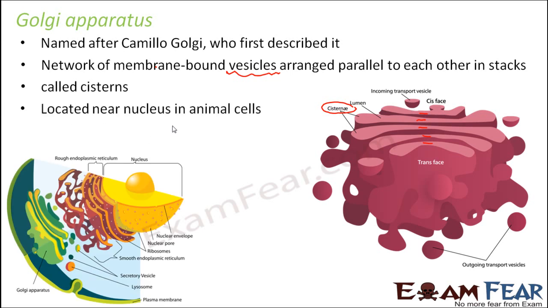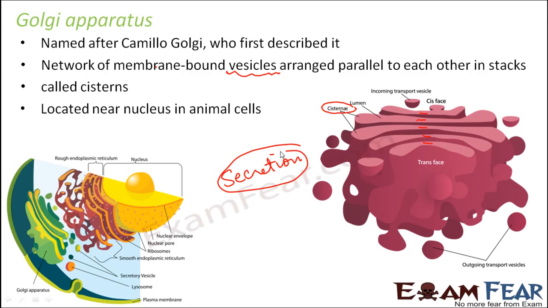It is located near nucleus in animal cells. Again, as we already discussed in the previous slide, if this is your nucleus, just next to nucleus you have your rough endoplasmic reticulum, which is connected to the smooth endoplasmic reticulum, and where the smooth endoplasmic reticulum ends, there starts the Golgi apparatus. So it is also quite near to the nucleus. Now these are mostly seen in cells that are actively involved in secretion of chemical products. So secretion is the key word for Golgi apparatus. Their main function is secretion. Now what do they secrete? That we will see very soon.